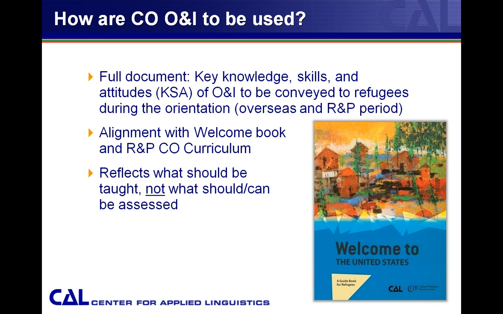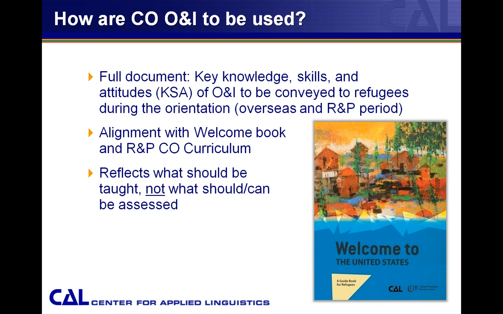So people often ask, how are we to use these objectives and indicators documents? The full document planning all of the objectives and indicators for R&P orientation in particular reflects the key knowledge, skills, and attitudes to be conveyed to refugees during orientation overseas for the overseas document, and then during the reception and placement period for the R&P objectives and indicators document. And then they have been used, as I mentioned, in the development of resources.